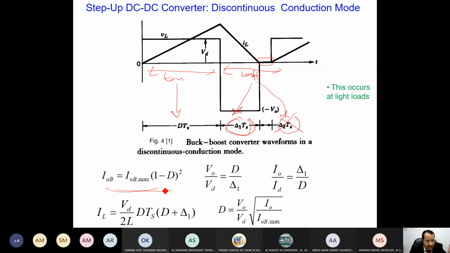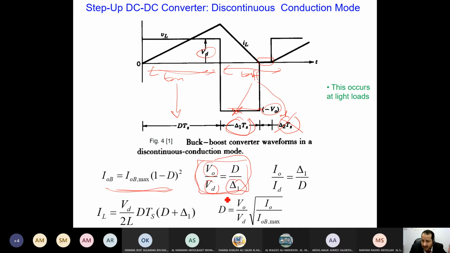I have this formula from the previous discussion, and I can derive a formula to relate V out over VD in the same way. I multiply this voltage by the time and this voltage by the time and simplify. I get the relationship between output and input voltage to be D over delta 1.